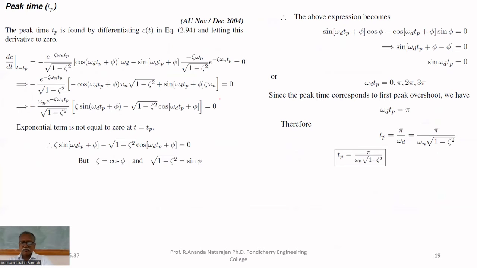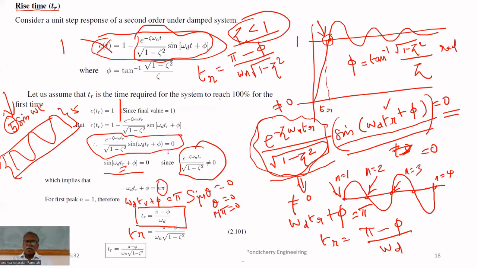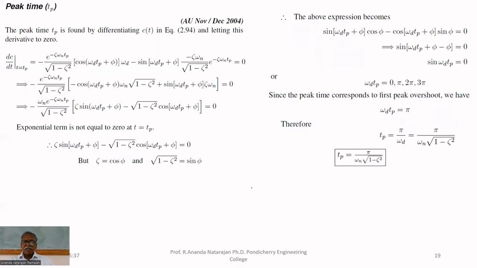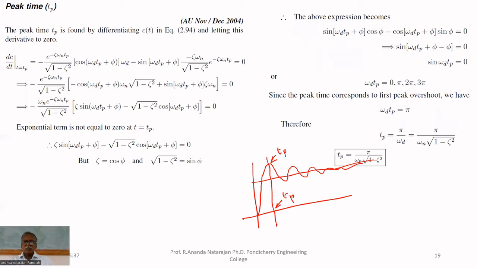Peak time. Rise time we have seen. Now let us see peak time. The waveform goes over first overshoot, second overshoot, third overshoot, like that. Peak time means the first time the maximum amplitude occurs, that is TP, the peak time. We have to find this TP.